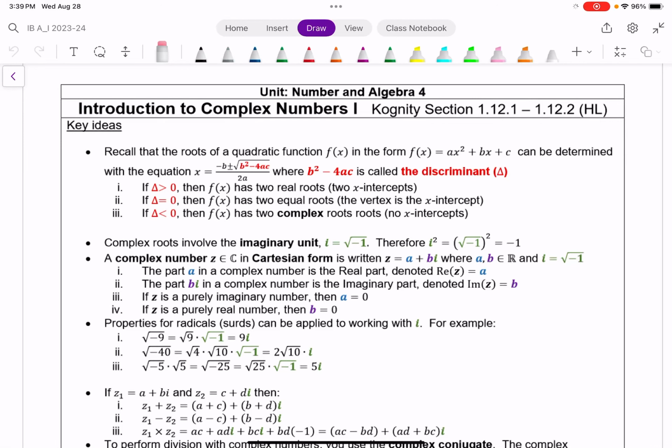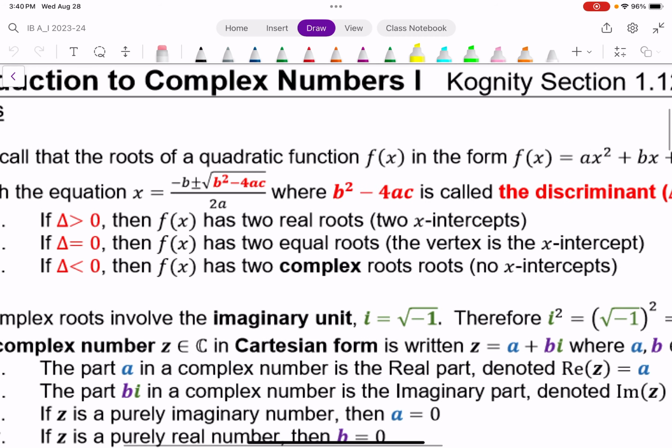All right, so this is the first in a lot of lessons that will look into the ideas of complex numbers, and in this lesson, the idea of the imaginary number, the imaginary unit. And so let me just get straight into it. The imaginary unit we can start to work with when we look at the quadratic formula.